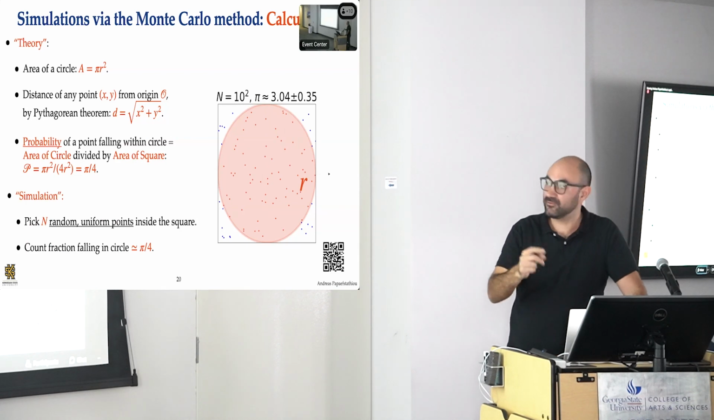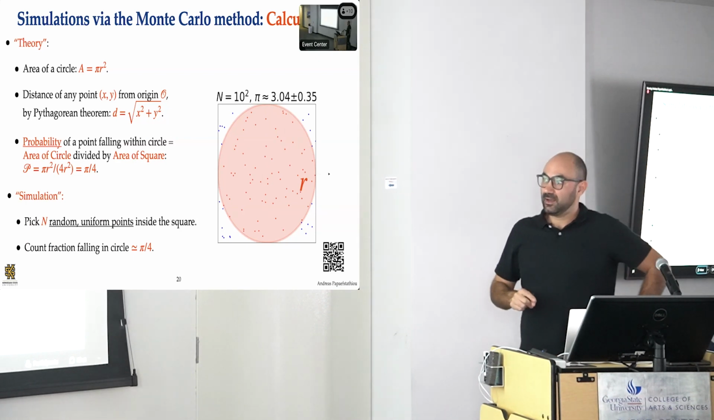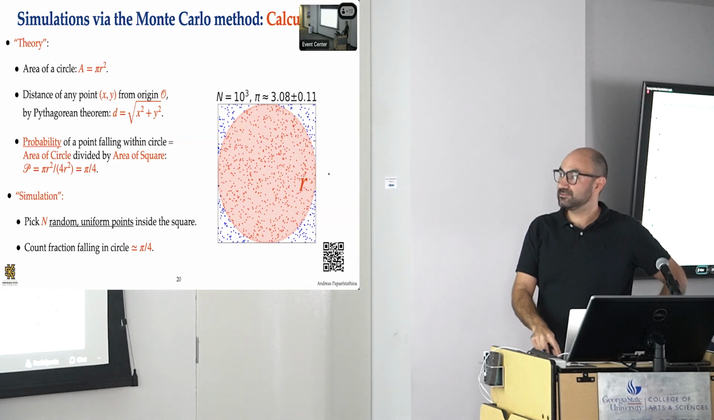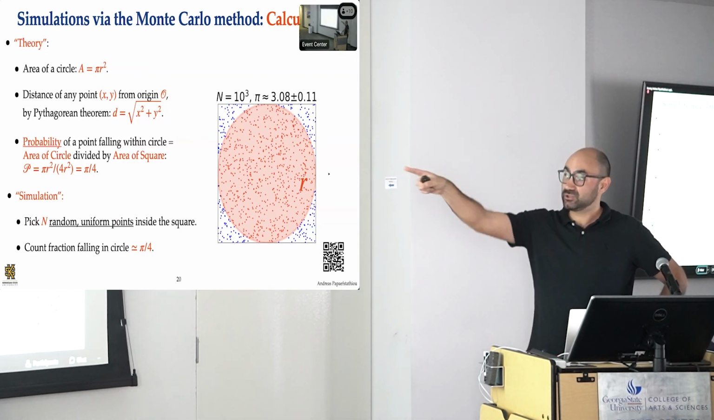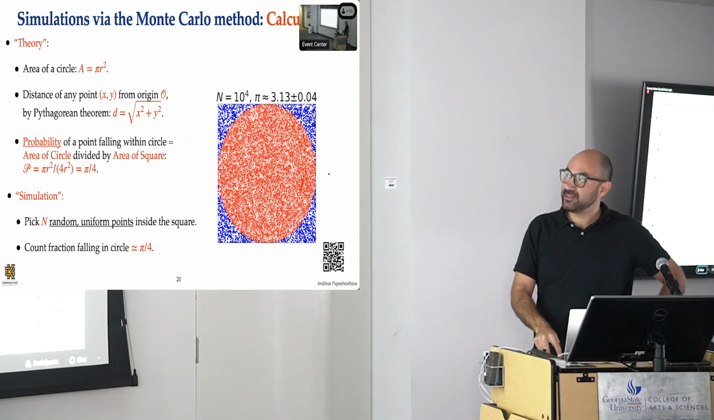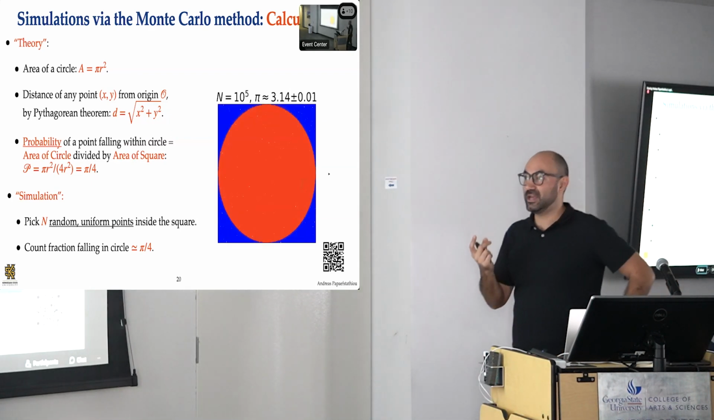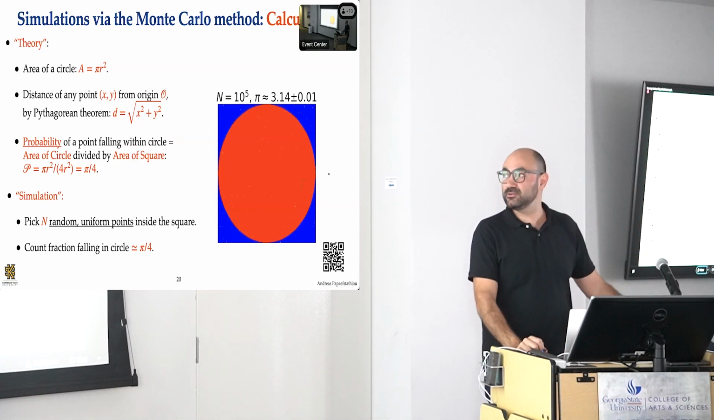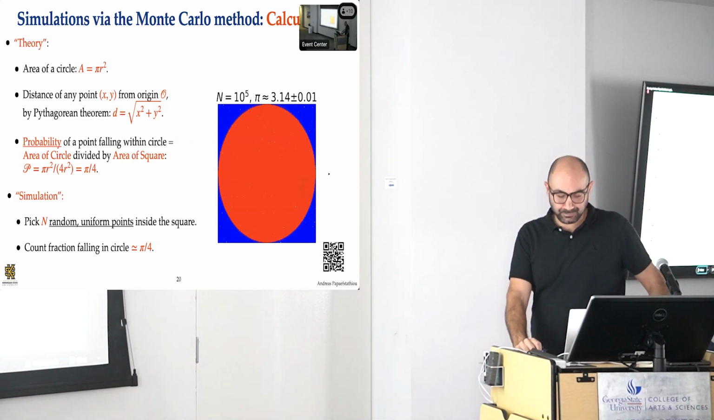Now, of course, you cannot count anymore. But you can see you get about 3.04 with 100, and then 3.08. I also give you an estimate of the error, and then 3.13, and it starts to get closer. This is really pretty good. So this is a Monte Carlo approach to calculating pi.